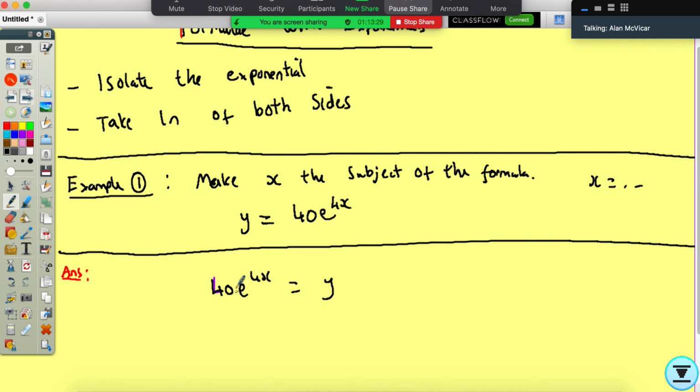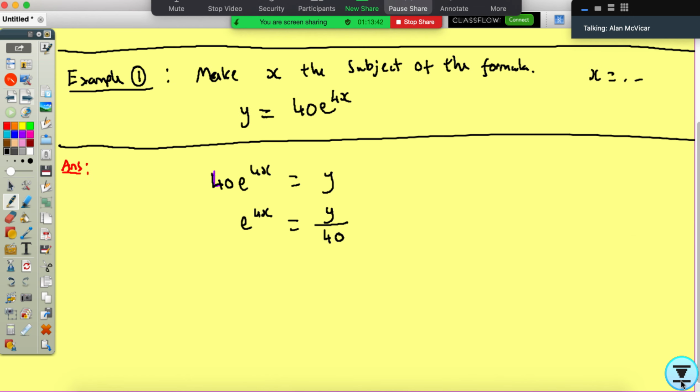Right, I know that's multiplying the e to the power of 4x. So if I move it across, it just becomes y divided by 40. Right, and now I've isolated the exponential. It's just an exponential, there's nothing in front of it. Right, so I'm just going to leave enough space. So I'm going to take the natural log of both sides, ln and ln.